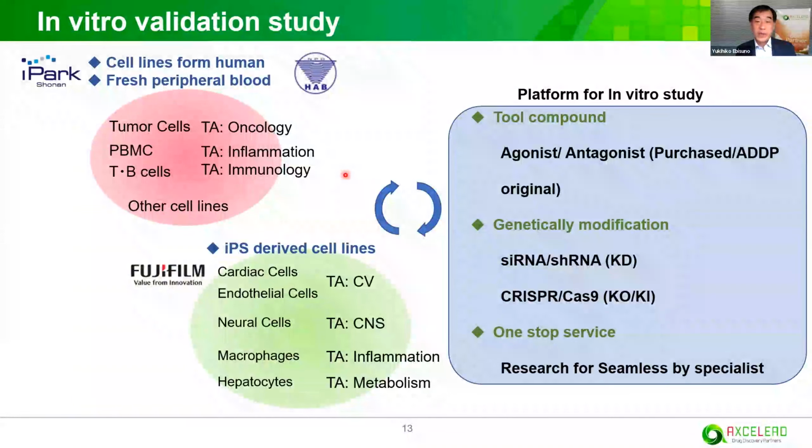For the in vitro validation, we have some platforms, including cell lines from human cells, which is a collaboration with the HAB organization, and the IPAC facility, which is located in Japan, at Axcelead. Also, iPS-derived samples are available, which is a collaboration with Fujifilm.